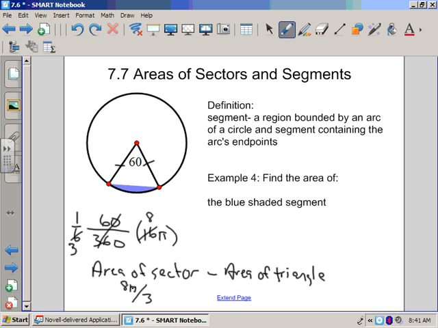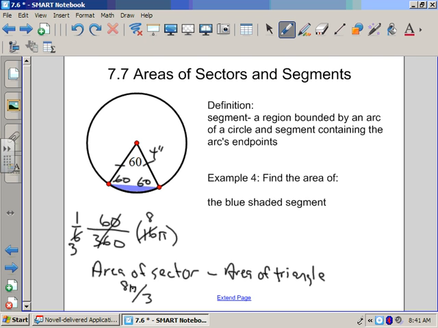These are radii of a circle, so these two angles have to be the same. They have to be the same and total up to 120. So both these angles have to be 60 degrees. I've got an equilateral triangle whose side is 4 inches.